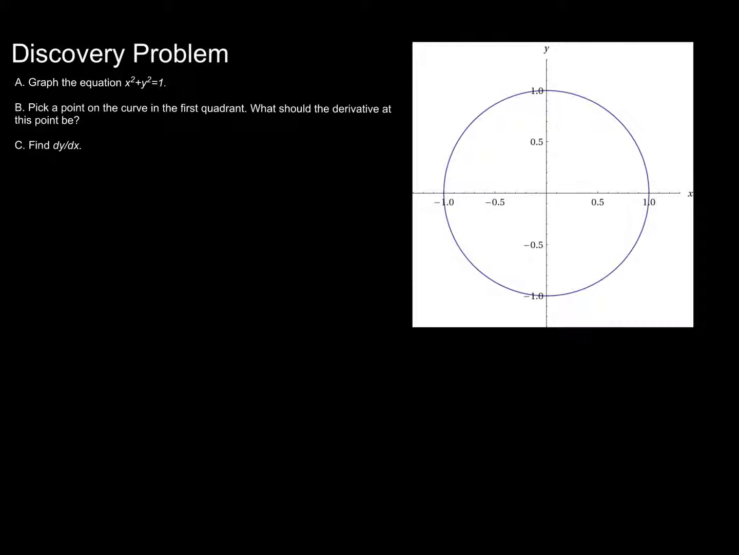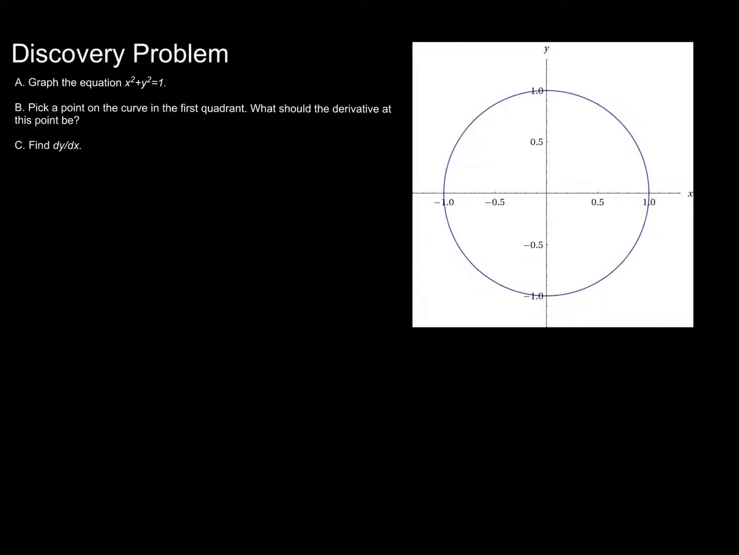Okay, so here is the graph of all of these solutions to x squared plus y squared equals 1. This is the unit circle. It is a circle centered at the origin with radius of 1. And if you take a look at this graph, you'll notice a couple of things.